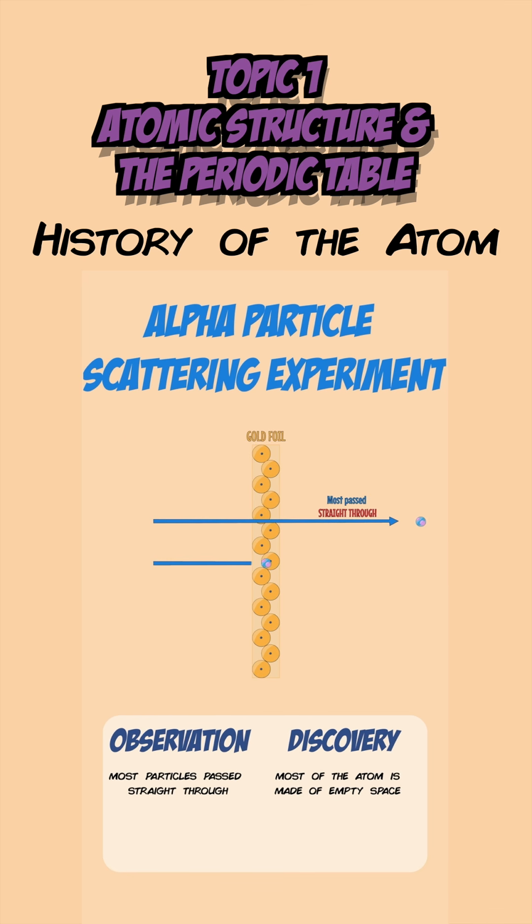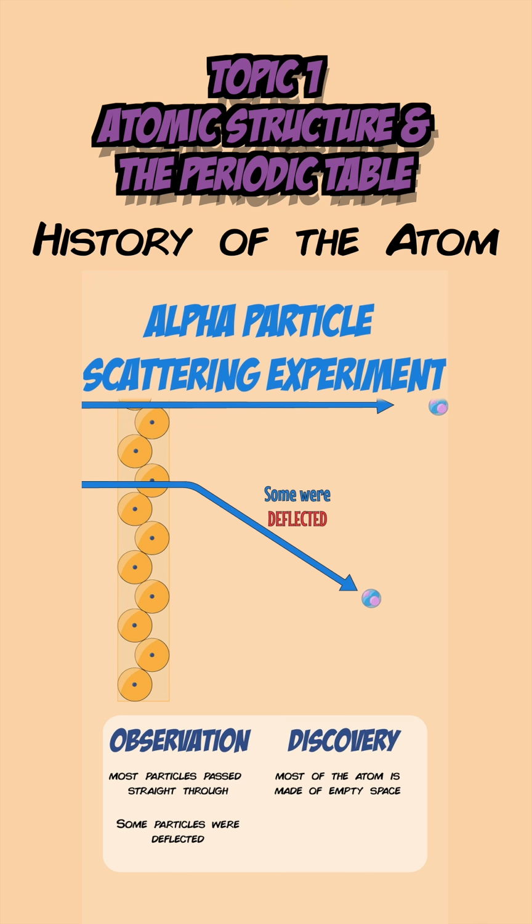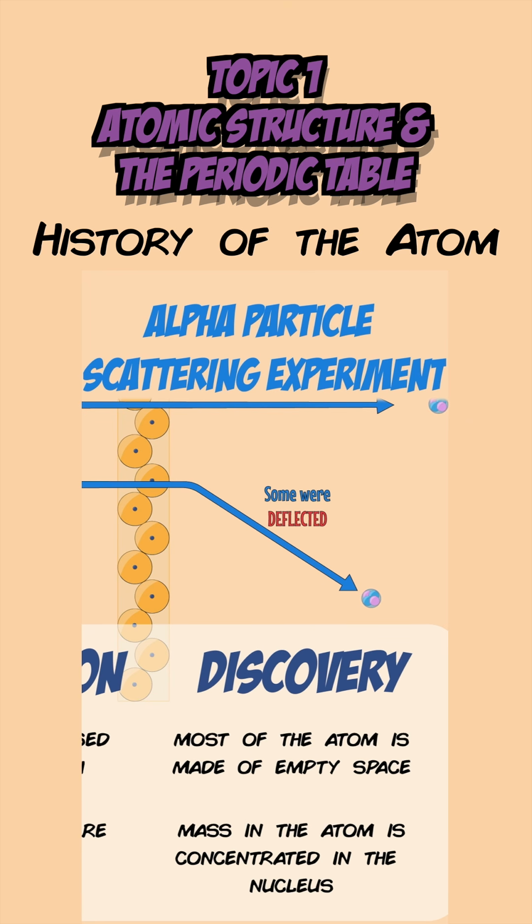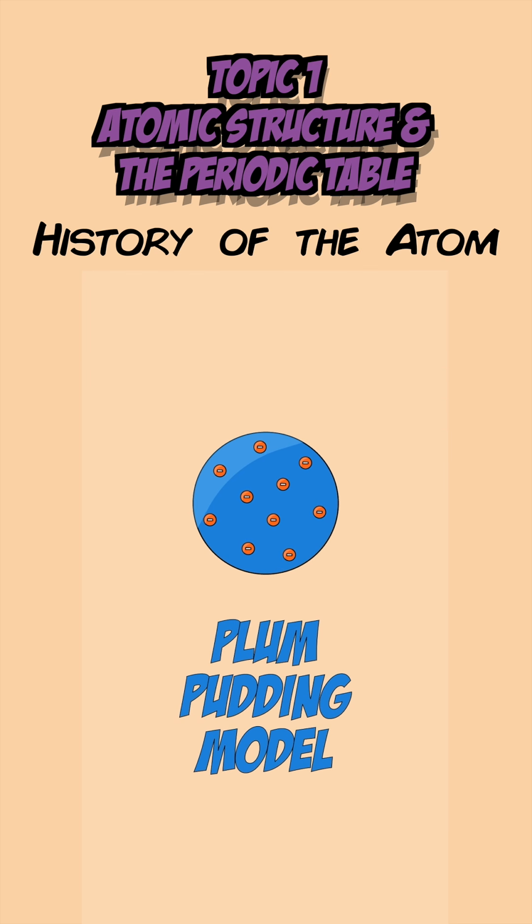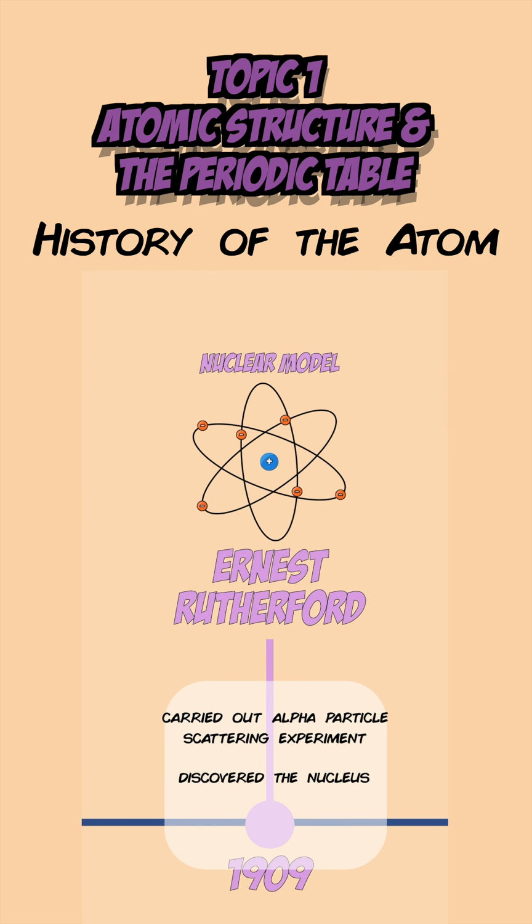The second observation they made was that there was a very small number of alpha particles that were deflected. This showed that the mass of an atom must be concentrated in a very small positive region, which we call the nucleus. The plum pudding model did not explain any of these observations, so the nuclear model was proposed, which showed a central dense nucleus with a cloud of electrons around it.